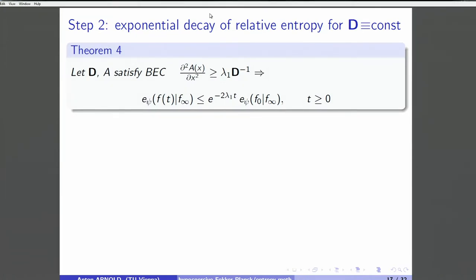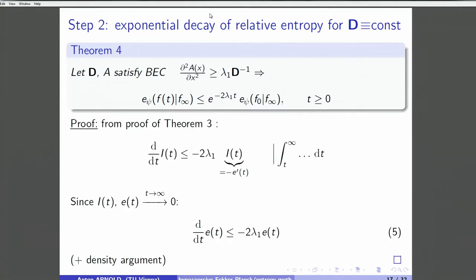Now the second step of the entropy method. What you really want to prove is the exponential decay of the relative entropy itself. Under the same convexity assumption of your potential in the equation with respect to the diffusion matrix, you have exponential decay of the relative entropy. Let me just give you a hint of the proof.